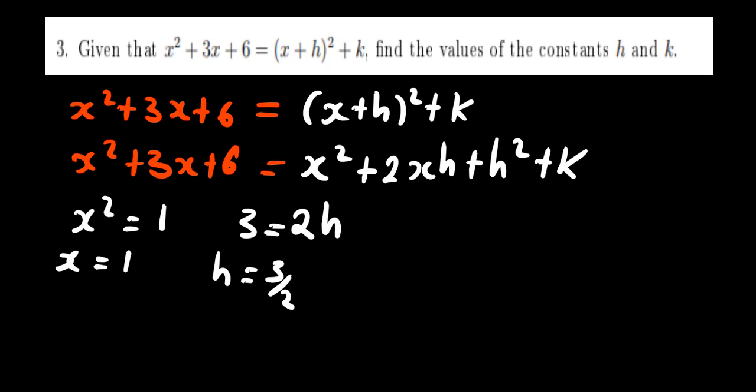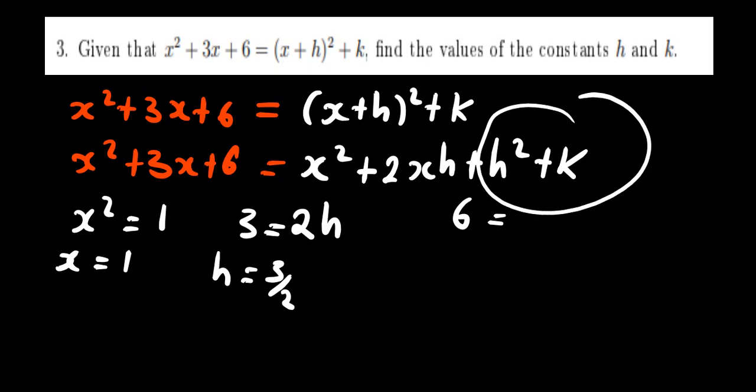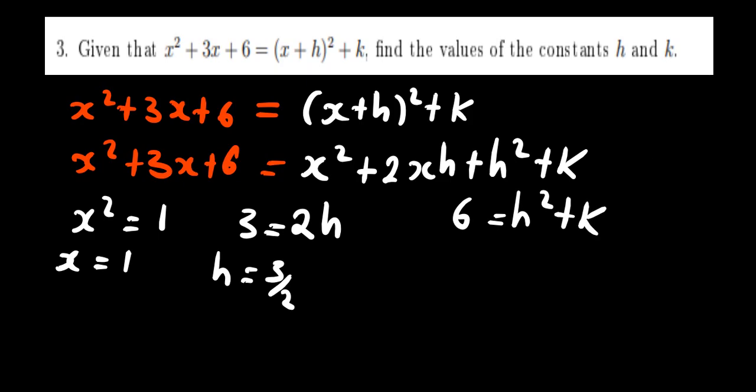So now what do we have? Okay, what other expression do we have? We've got 6 will be equals to this expression x squared plus k. Yes, x squared plus, that's the constant. So what are we going to do? So say 6 is equals to h squared plus k. So in this case we're going to say 6 is equals to, we found our h, so to be 3 over 2, that's our h squared plus k.